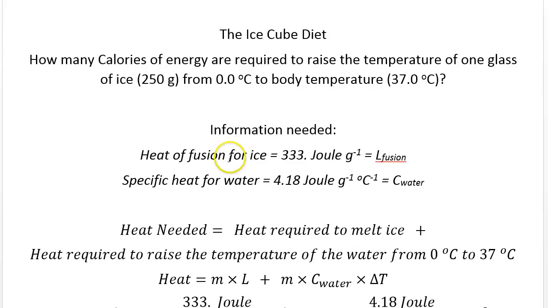So the information we need to do this problem is the heat of fusion of ice, which is 333 joules per gram, and we'll symbolize that by L fusion, and the specific heat of water, which is 4.18 joules per gram degrees Celsius. So for each gram of water, to change it by 1 degree, it requires 4.18 joules. And for each gram of ice, to cause it to melt at its normal melting point, 0 degrees Celsius, you need 333 joules. This is sometimes called the latent heat of fusion because the heat goes in, but it doesn't change the temperature. It just causes the ice to melt.